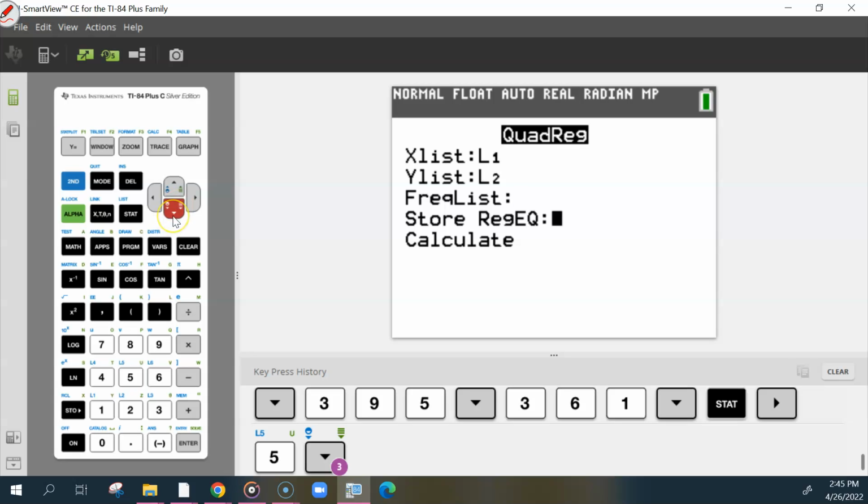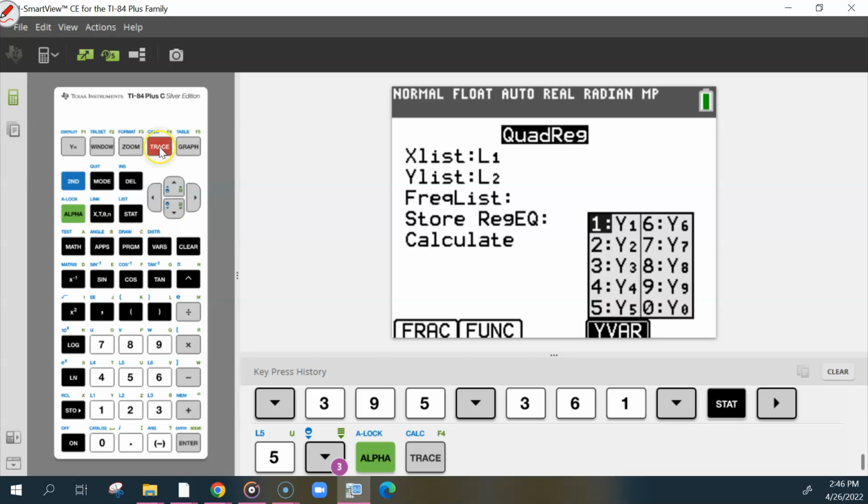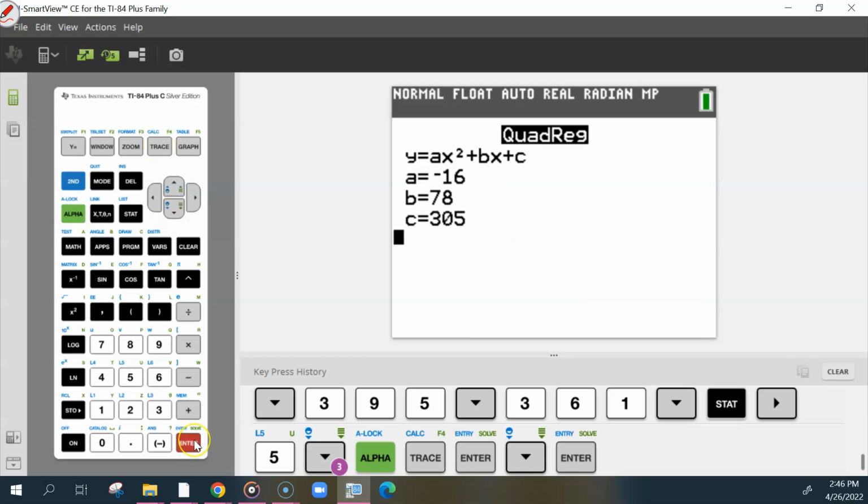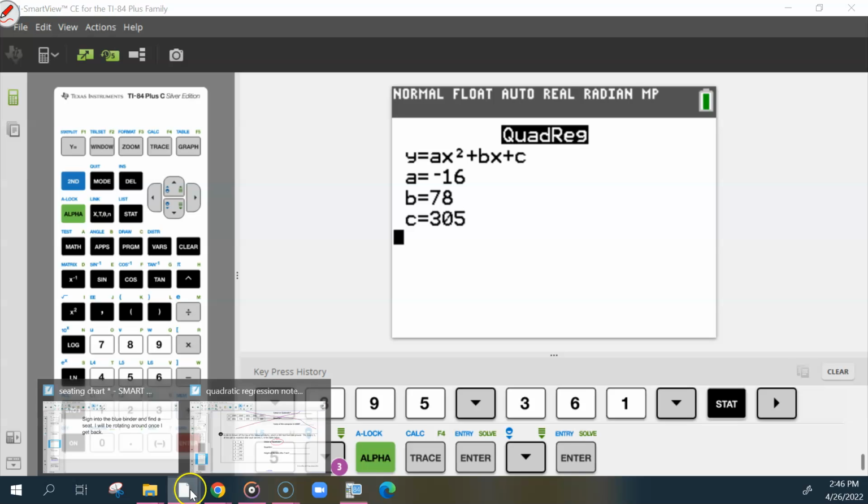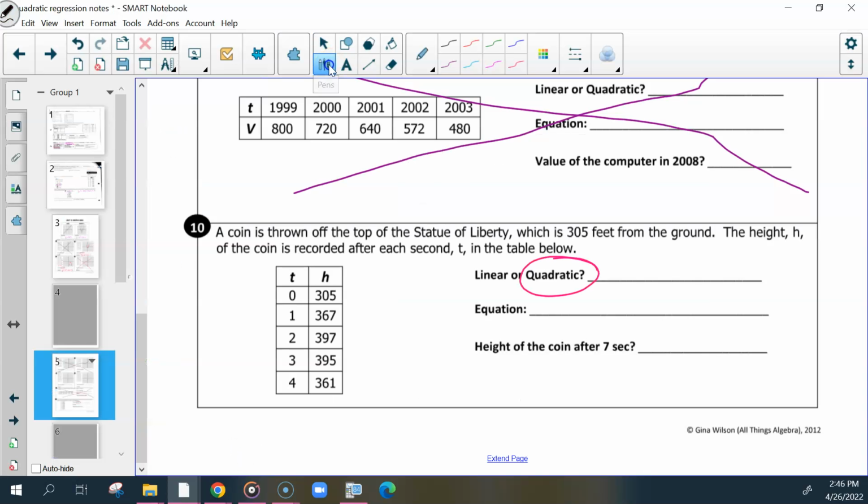X list, Y list, those are the same. I do want to store this, but a lot of the times you get whole numbers, so you don't need to if you write it down. But I'll still do it just to do it. So negative 16, 78, 305. So then our equation would be y equals negative 16x squared plus 78x plus 305.